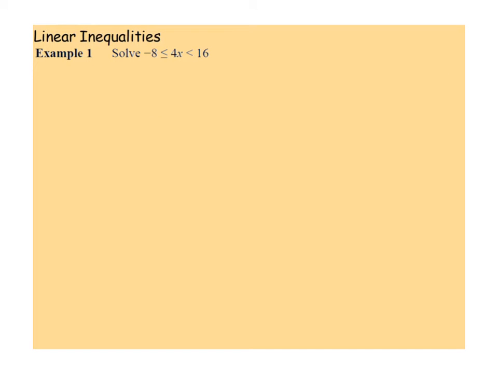So here's example one. Example one's fairly straightforward. The only difficulty with it is that it's got two inequalities rather than one. But either way, we need to get x on its own. When we're solving, we're trying to get the letter as the subject. We've got 4x here, we need x on its own. To get from 4x to x, we need to divide by 4.